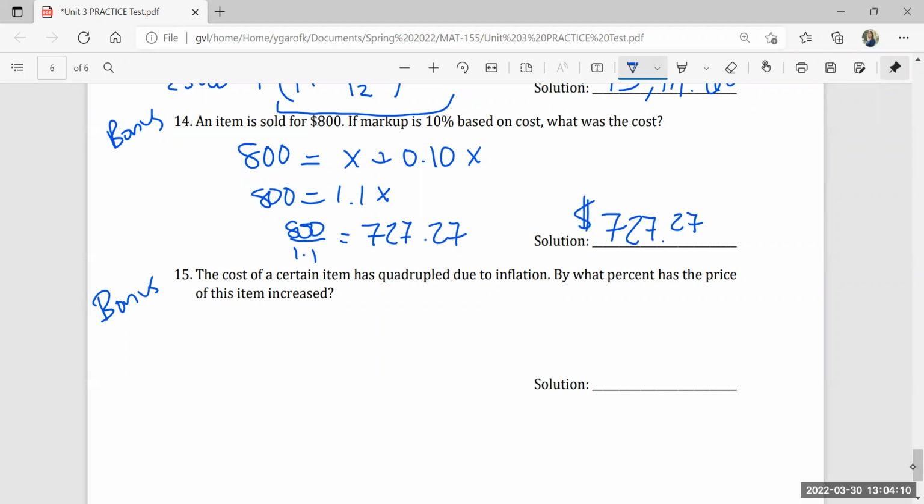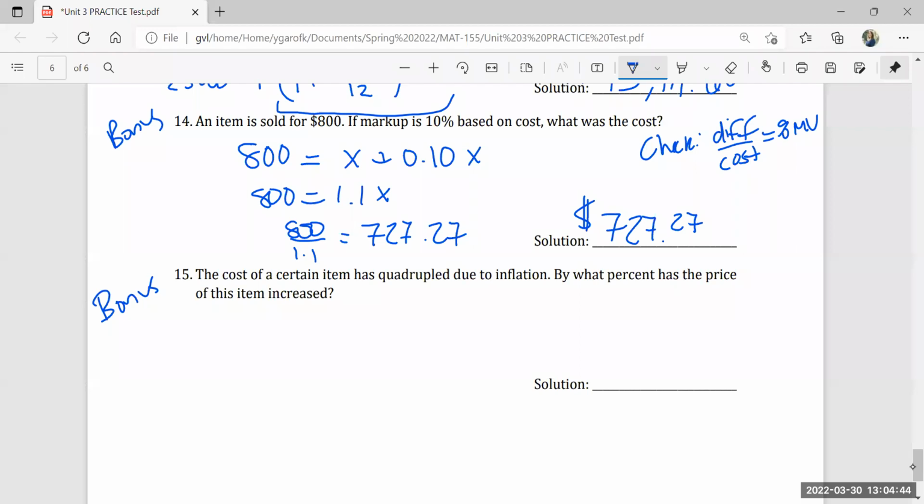Now you can go back and check that with our original markups from earlier in the test, right? You can say, okay, well, 800 minus 727, divide by our cost of 727, and it's roughly 10%. So you can always go back and check it. It was based on cost. Or that's your percent markup.